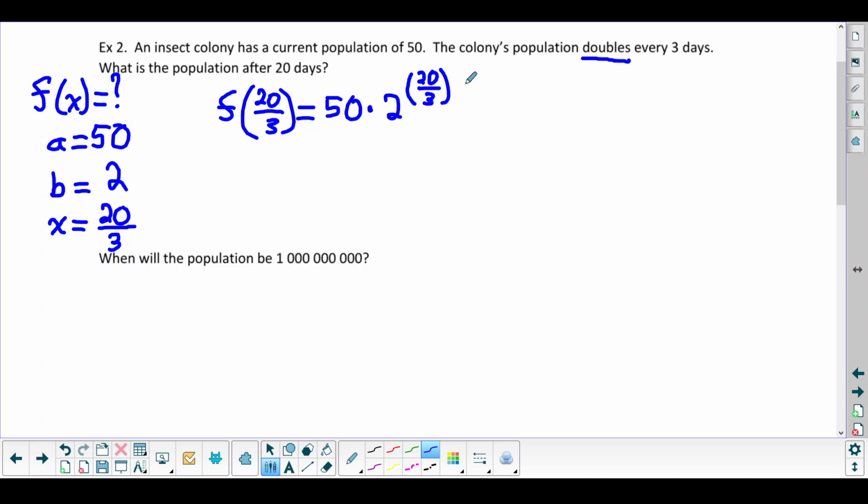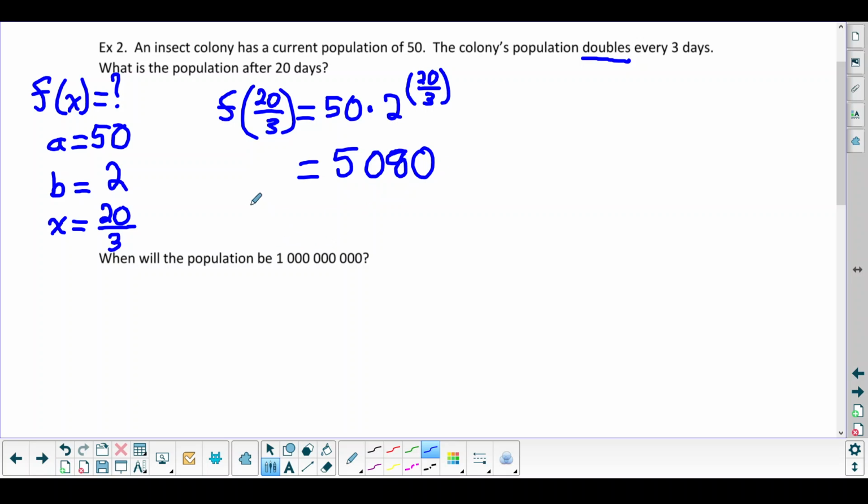If you have a fraction button, you could also use that, but the fraction button won't necessarily mean you don't need brackets. It equals, and I get 5,079.6 something. And we're talking about insects. You cannot have a decimal of an insect. So we will just round up to 5,080. So that is how many insects.